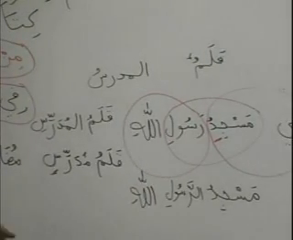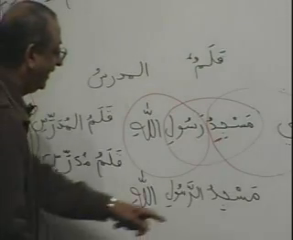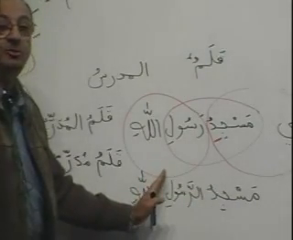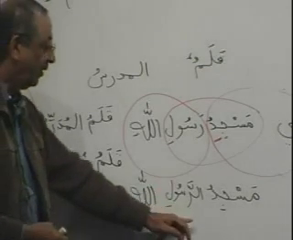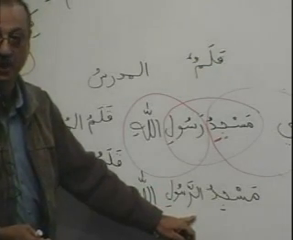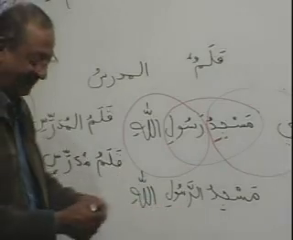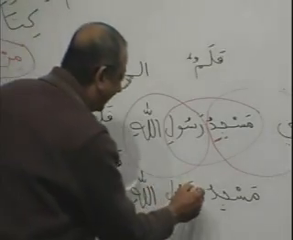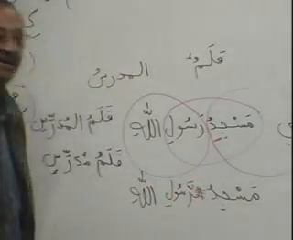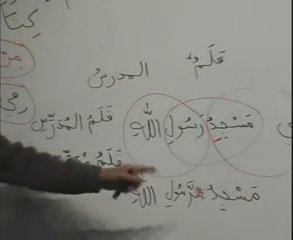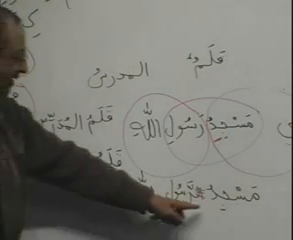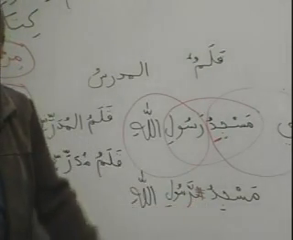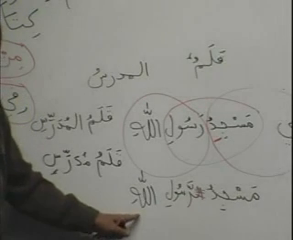Is it correct? No, it is not correct. Because if you say Masjidur Rasuli, it is correct. But as soon as you want to make this into mudaf, then it cannot have al. Are you with me? It cannot have al. Now you will say Masjidu Rasulillahi. Do you follow why? No al? Because it is becoming a mudaf from here.